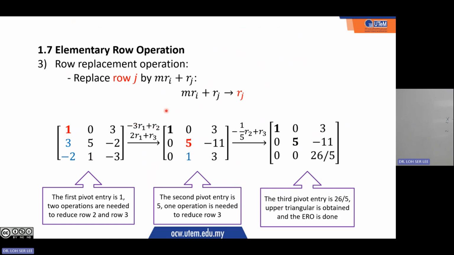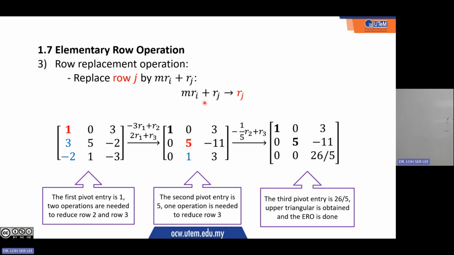Okay, the operation will always be written in this way: M R_I plus R_J. M is a constant. R_I is the pivot row. R_J is the row that you want to change. You don't have to write this one. It just means that we replace row J by this operation. Row J will be changed in the next matrix. There is no change on row I, but row J will be changed in the next matrix.